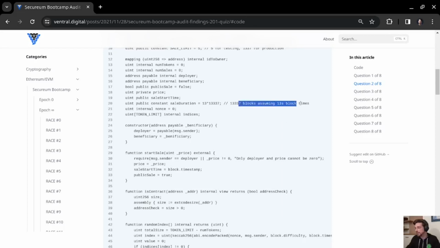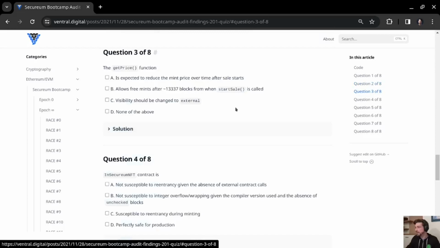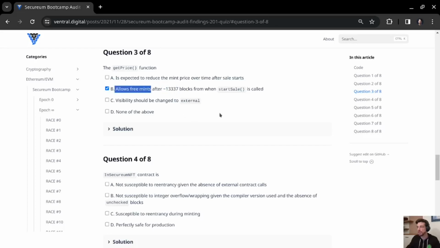And under this assumption, this sale duration would basically be the amount of seconds that need to pass for just about 13,337 blocks to have been mined. And that would mean that indeed after all these blocks, or around these blocks, the minting will be free.